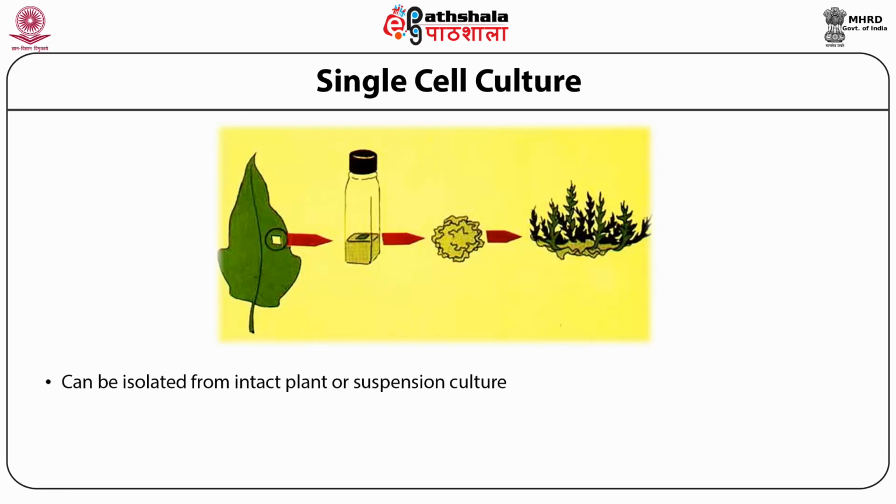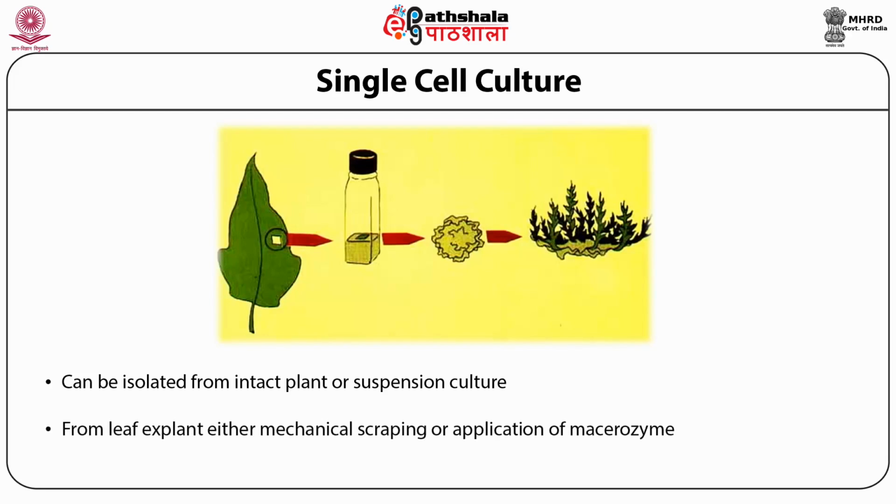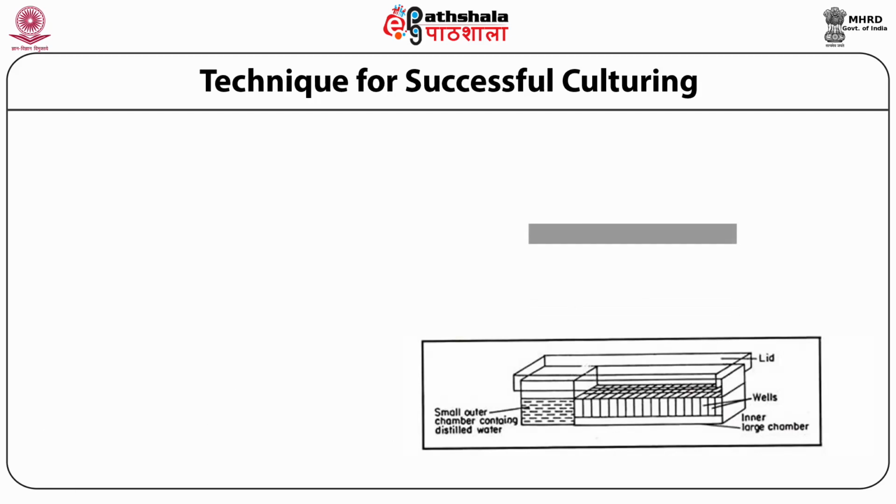Single cells can be isolated either from the intact plant, usually from the leaf tissue, or from fine suspension cultures. The cells of middle lamella, mesophyll or parenchymatous cells can be isolated either mechanically by scraping of cells, or enzymatically through application of macerozyme, or from the suspension culture produced by friable callus. There are a large number of techniques for growing single cells, and let me tell you, culture of single cells is not easy and many a time they fail to grow.